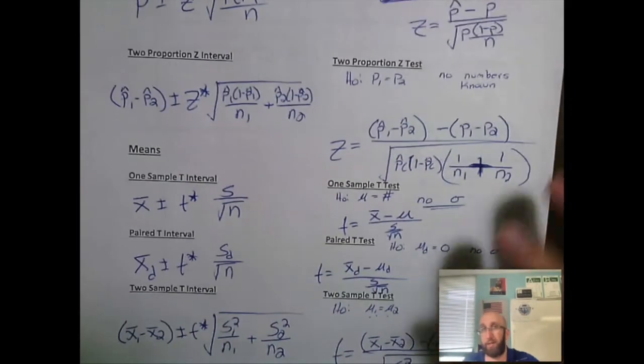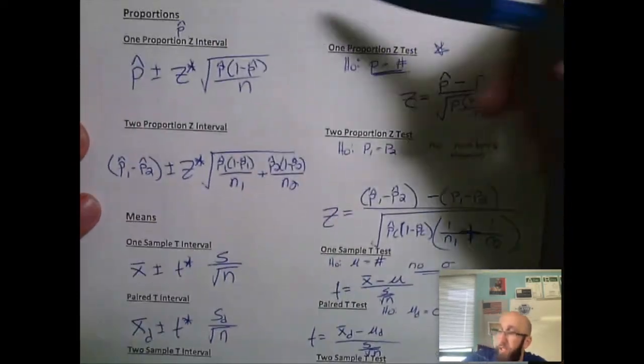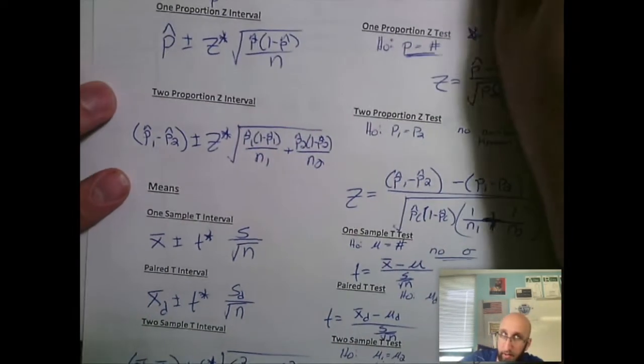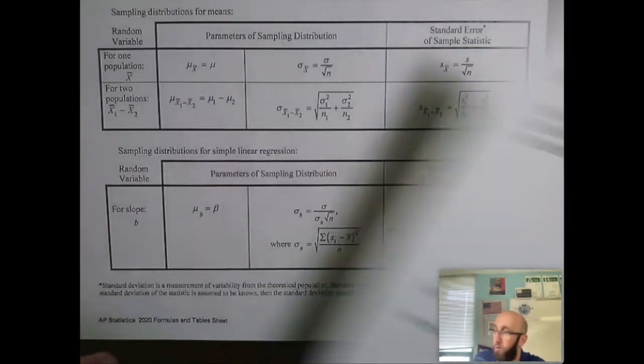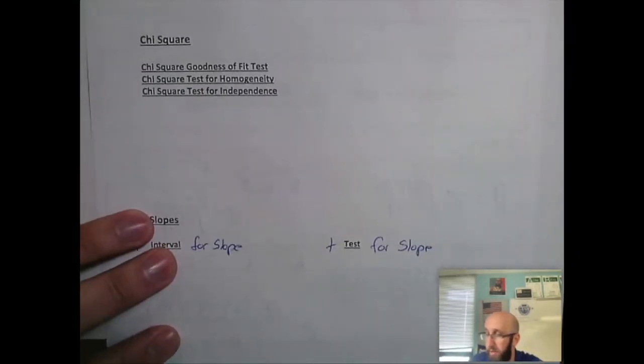So just like that, I was able to pull together all my proportion confidence intervals and hypothesis tests, and all my means confidence intervals and hypothesis tests. Only a few ones left, and then we're going to call it.